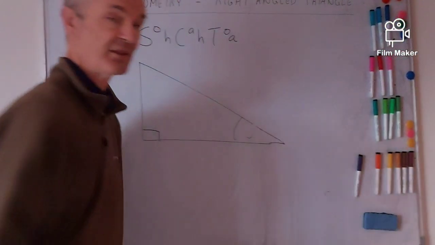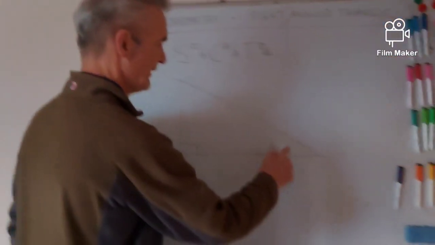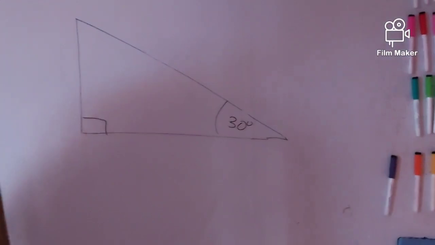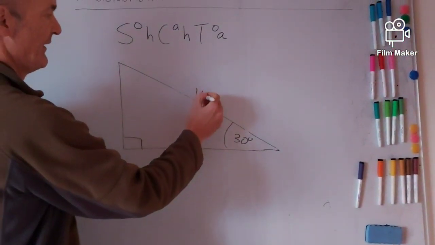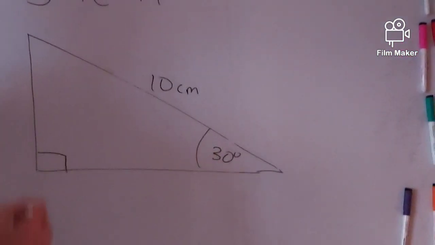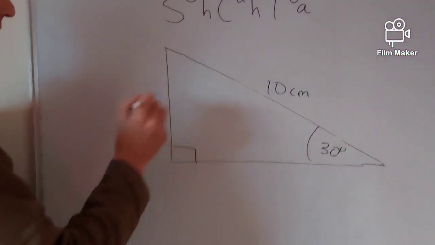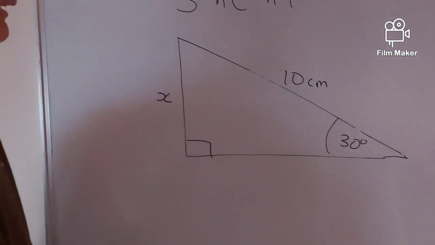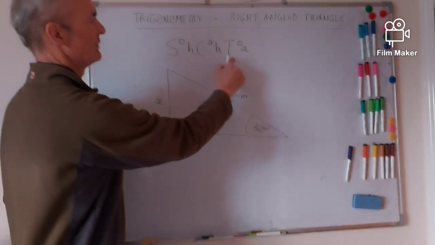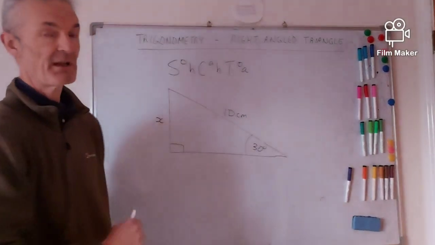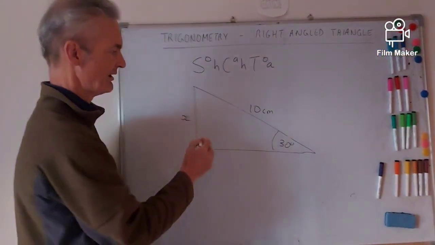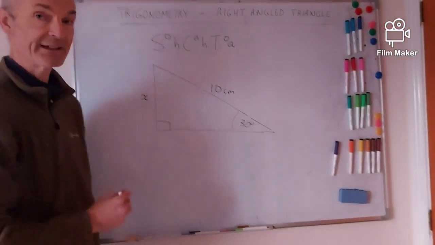Okay, so we're using a right angle triangle. Let's say we're given an angle here of 30 degrees, and we're given a length here of, let's say, 10 centimetres, and we're asked to find this side over here. Now, what are we going to use? So we're going to use SO, CA, or TOA. We've got to make up our mind which one of those we're going to use. And we do that by looking at what we've got in the triangle.